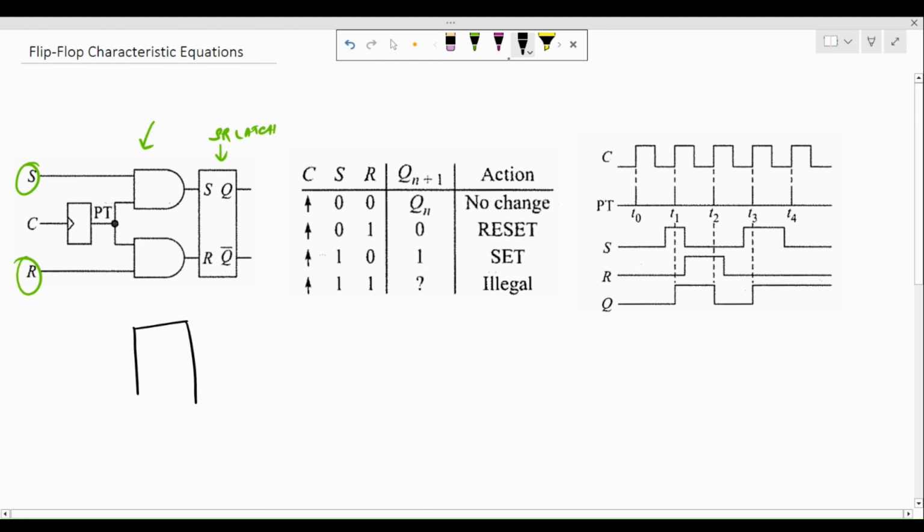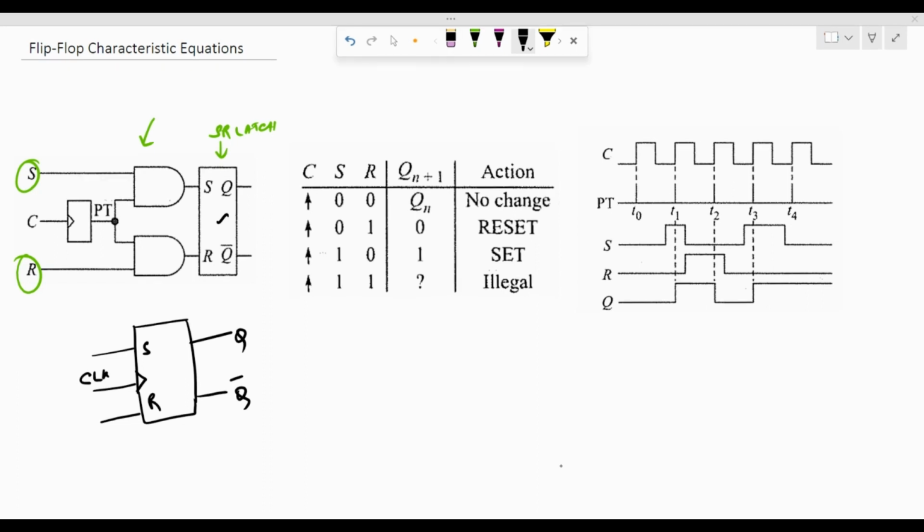This is represented as a box very similar to this representation, with the S input, R input, Q and Q bar as the outputs, and a clock. So this is the SR flip-flop. Now I'm going to show you how we can obtain the characteristic equation for this flip-flop. For that, let us first analyze the characteristic table of this flip-flop.